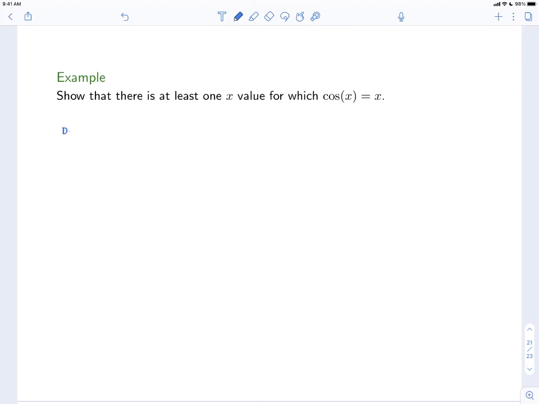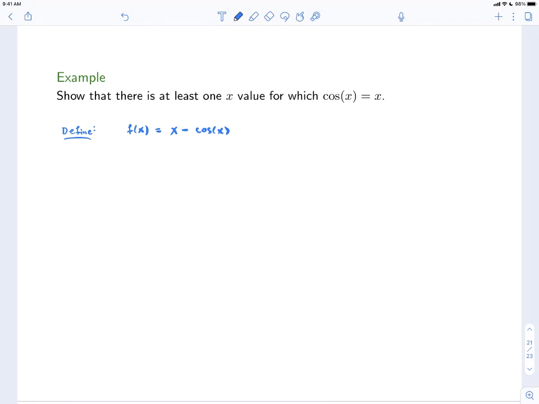So define a function f. I'm going to write f of x is equal to x minus cosine of x. What I want to do is show that there's some value where this is equal to 0. Because if there's some value where this is equal to 0, then the difference is 0, so x and cosine of x must be the same. So this is our definition. This function is continuous for all values of x.